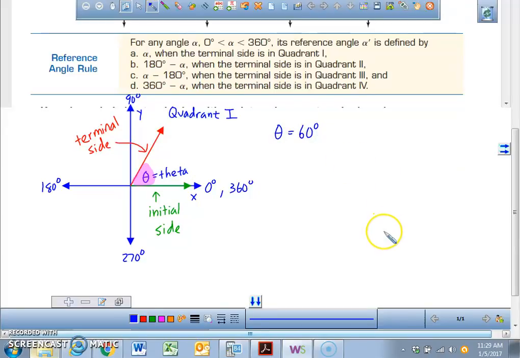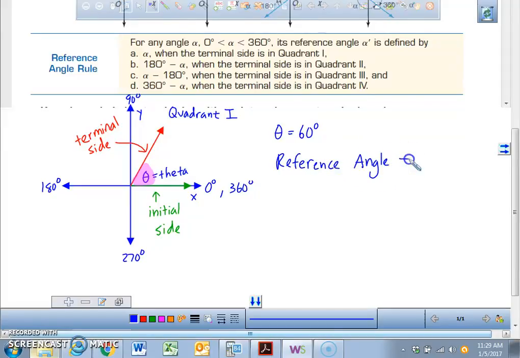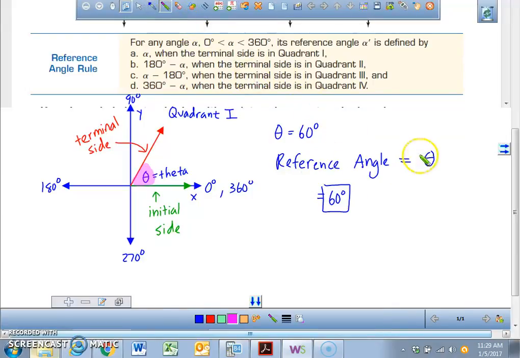If theta is equal to 60 degrees, here's the reference angle if your terminal side is in quadrant number 1. Your reference angle will always equal whatever theta is. So what's my reference angle? 60 degrees. In quadrant 1, your reference angle is always equal to whatever theta is. That's probably the easiest one.